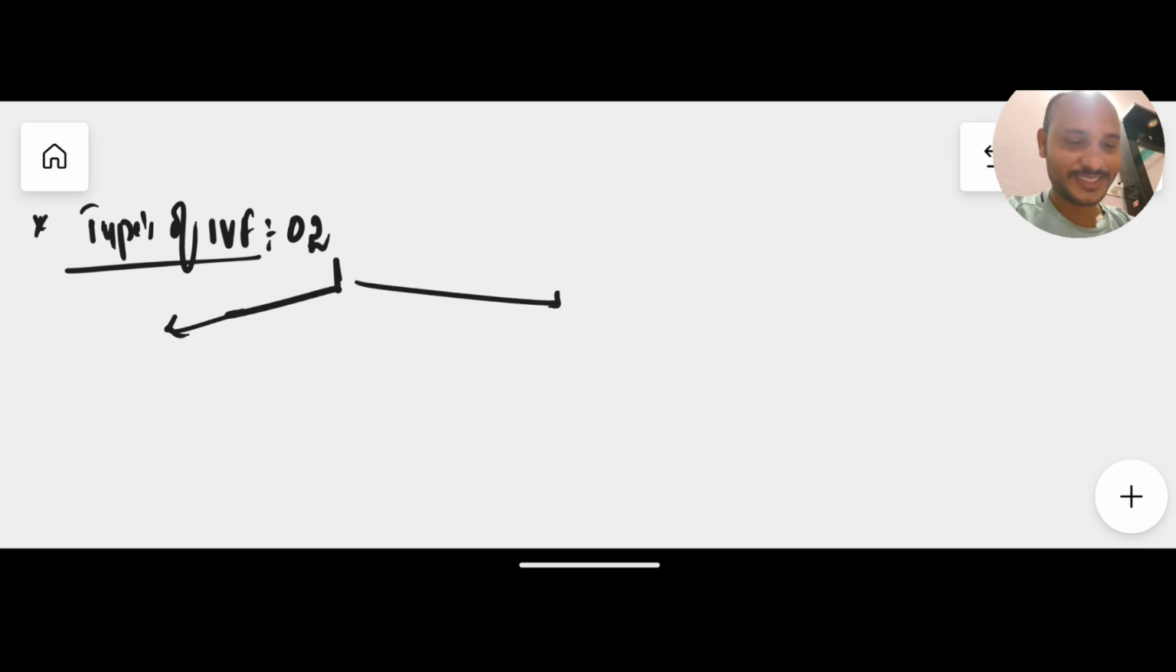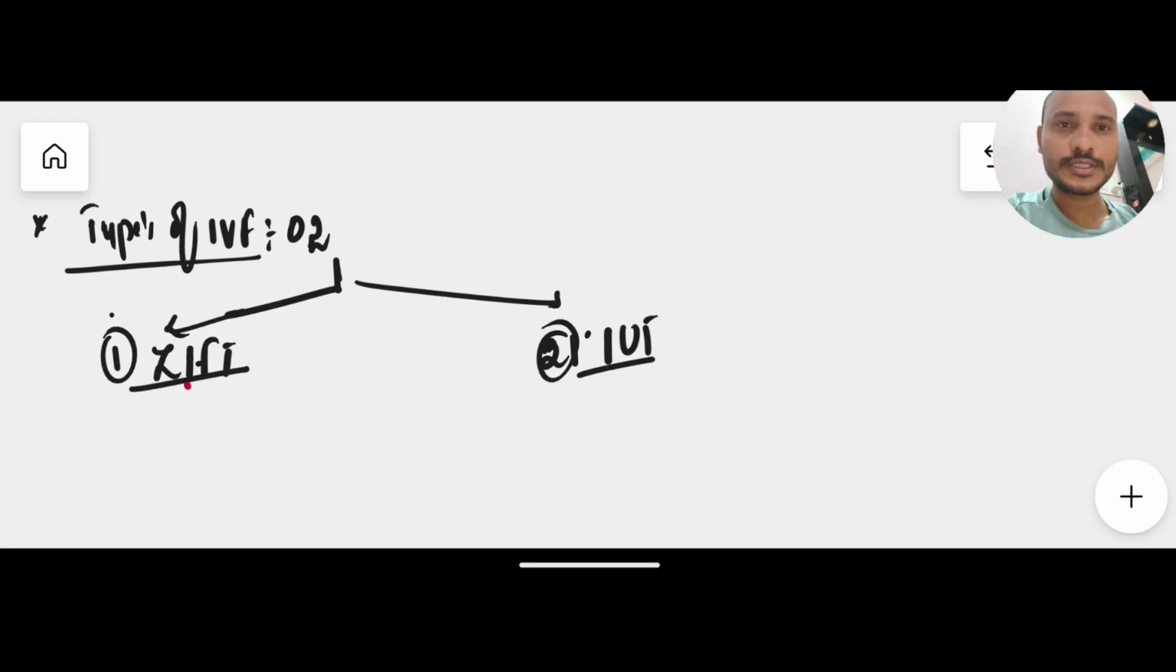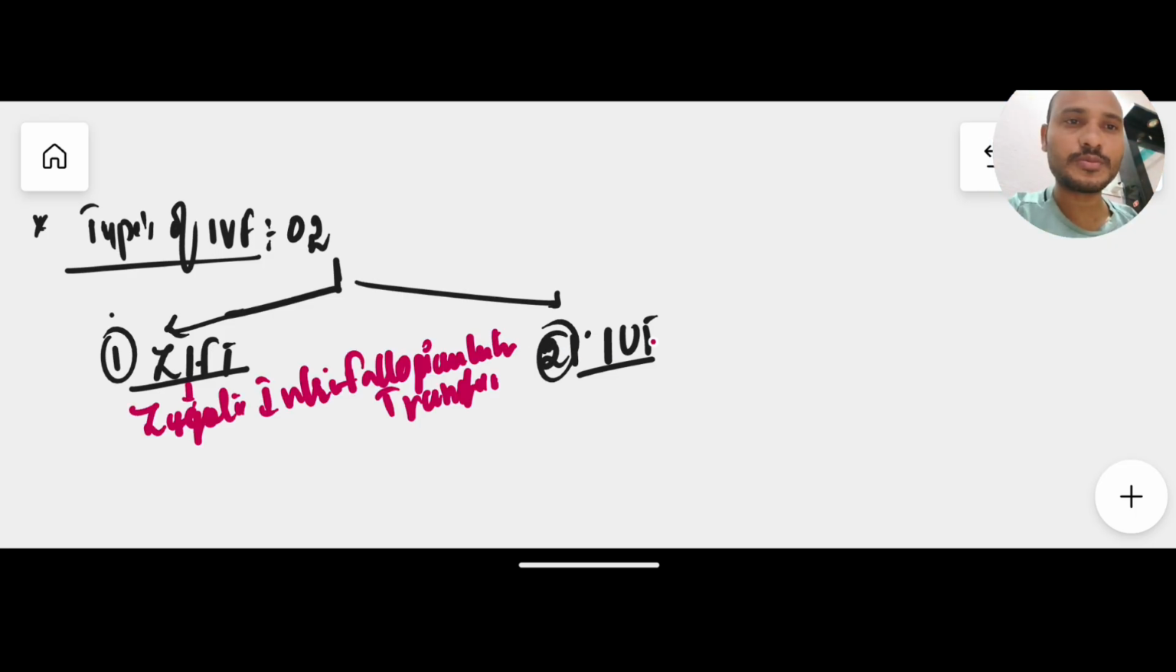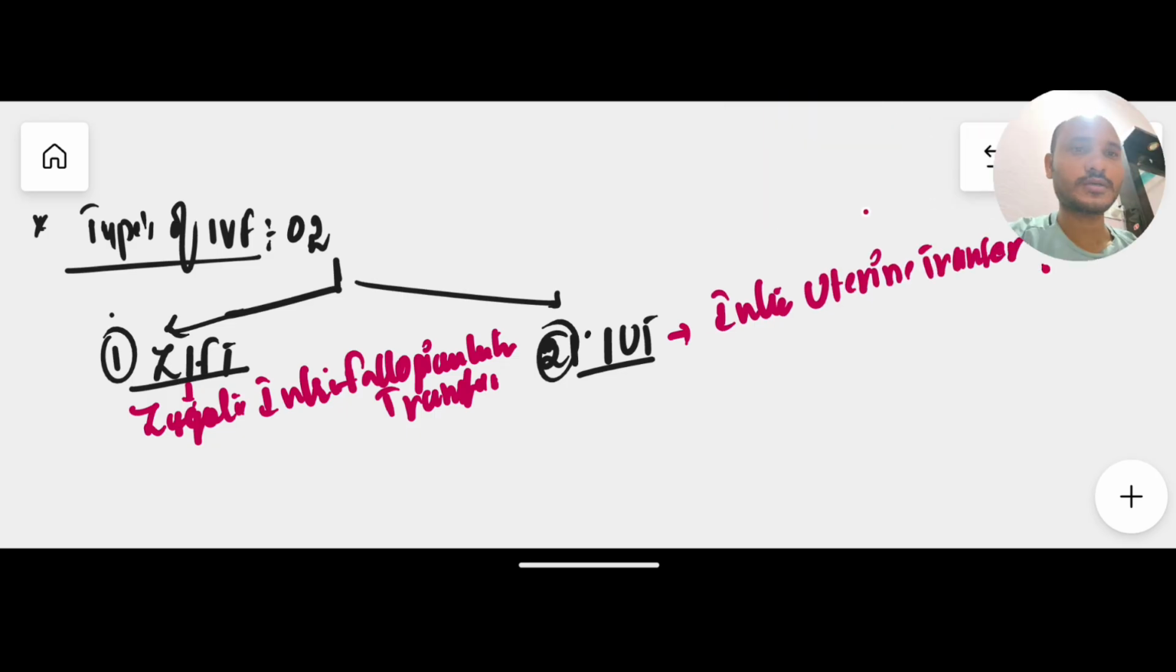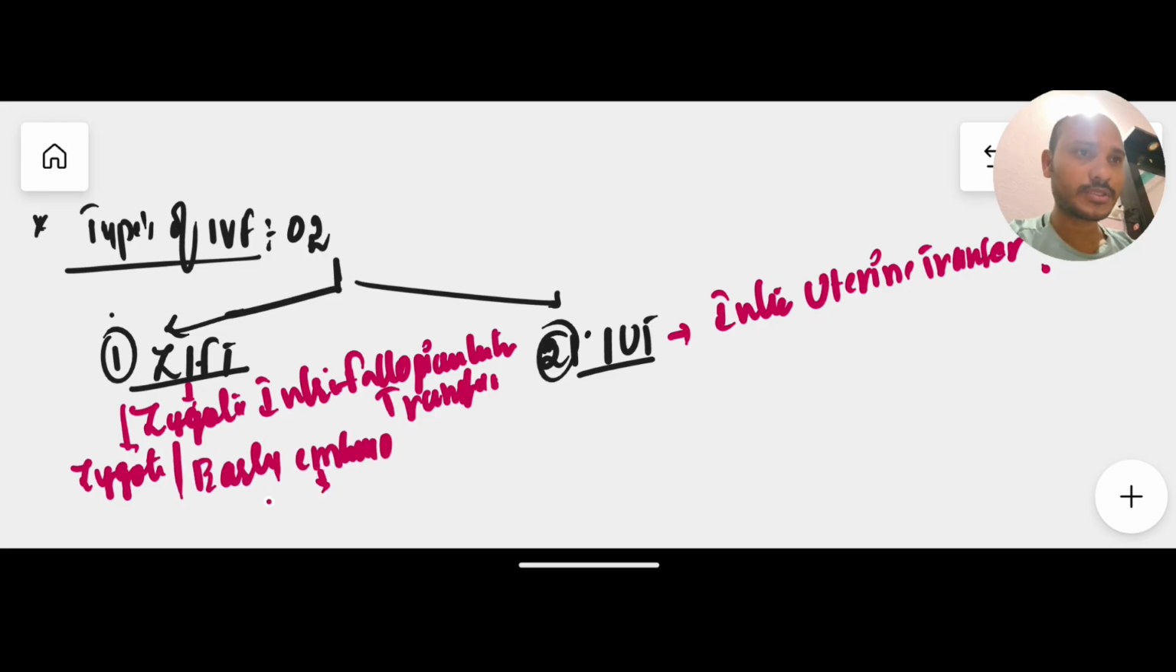Yeah, one is ZIFT and the second one is IUT. Here ZIFT means zygote intrafallopian tube transfer, and IUT means intrauterine transfer. By name only, it suggests that the formed zygote is transferred to the fallopian tube, in which zygote or early embryo means the embryo with 8 blastomeres.